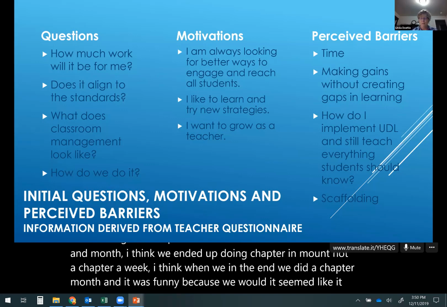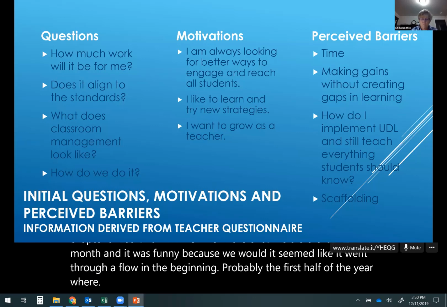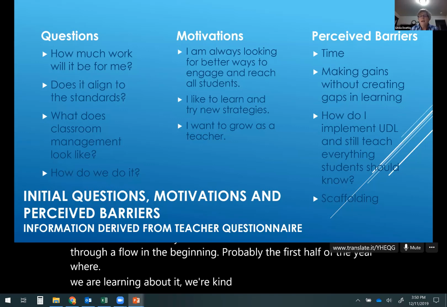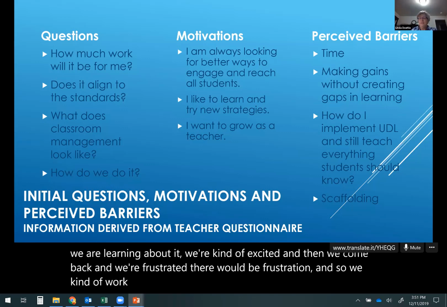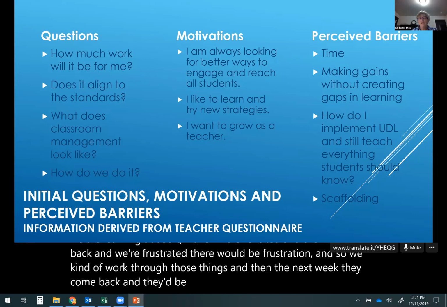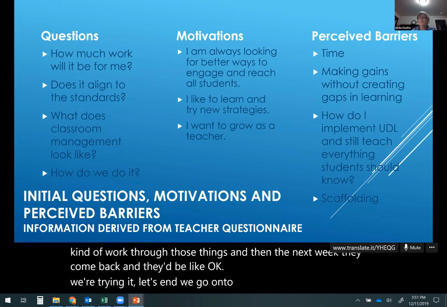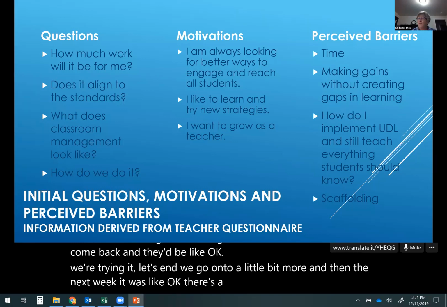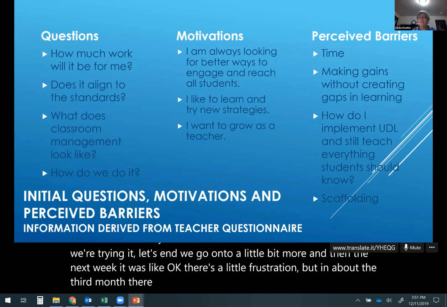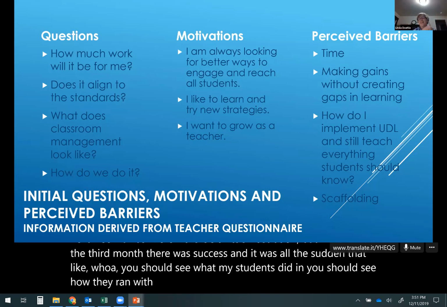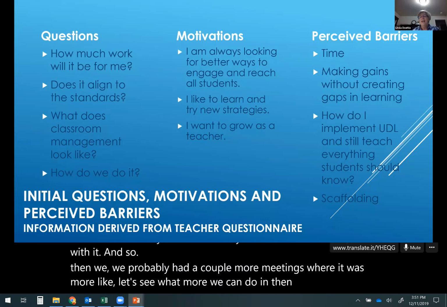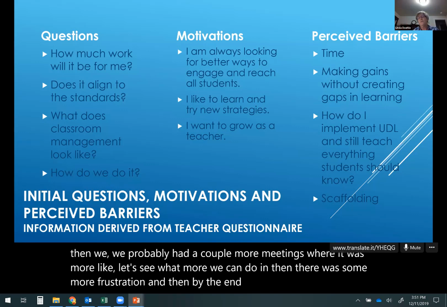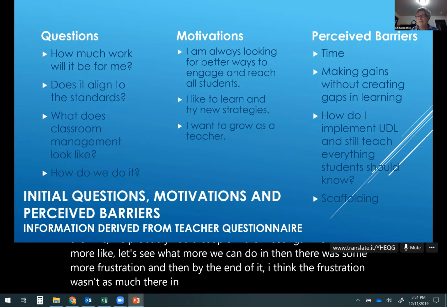I think in the end, we did a chapter a month, and it was funny because it seemed like it went through a flow in the beginning, probably the first half of the year, where we're learning about it, we're kind of excited, and then we'd come back and we're frustrated. There would be frustration. And so we'd kind of work through those things. And then the next week they'd come back and they'd be like, okay, we're trying it. And we'd go on to a little bit more. And then the next week it was like, okay, there's a little frustration. But then about the third month, there was success. And it was all of a sudden like, whoa, you should see what my students did and you should see how they ran with it. And so then we probably had a couple more meetings where it was more like, let's see what more we can do. And then there was some more frustration. And then by the end of it, I think the frustration wasn't as much there and there was just more excitement. Would you say that was kind of how it went, Cindy?